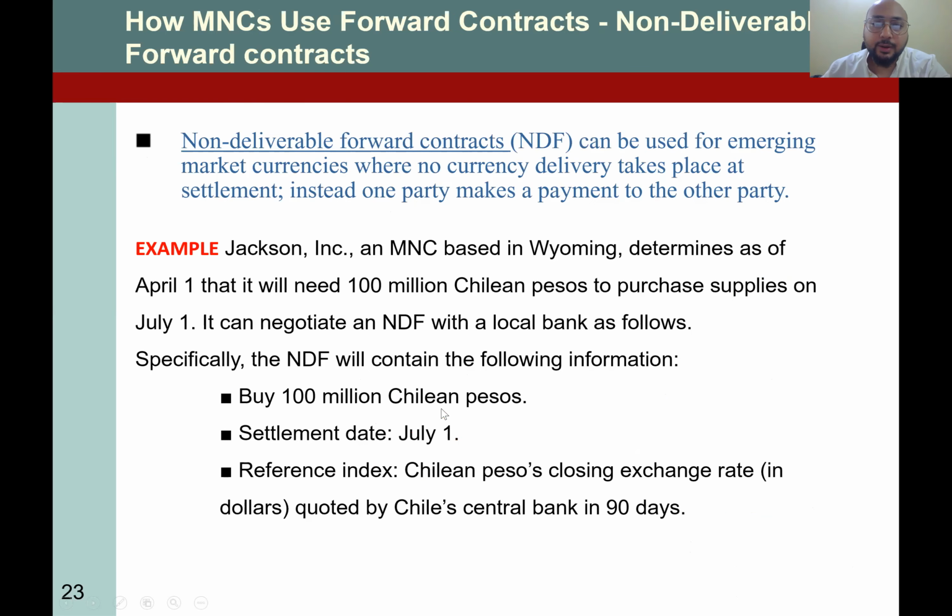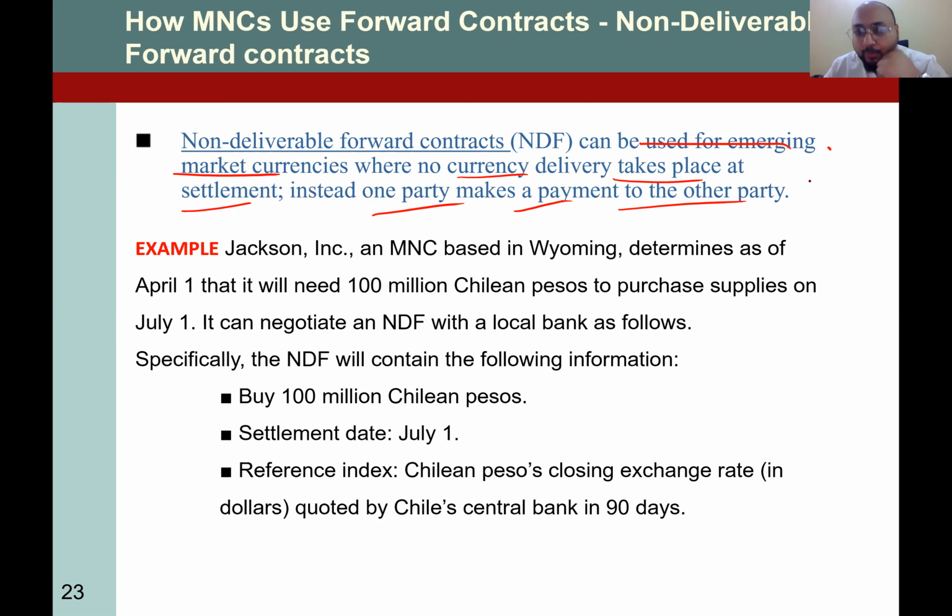Good. Let's move forward. Now, how are forward contracts used in non-deliverable forward contracts? So NDF, or non-deliverable forward contracts, can be used for emerging market currencies where no currency delivery takes place at settlement. Instead, one party makes the settlement payment to the other party. That's it. So we have examples here.